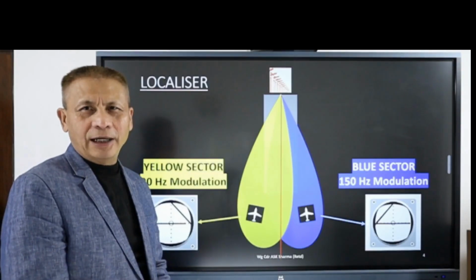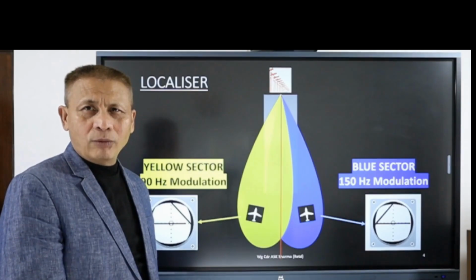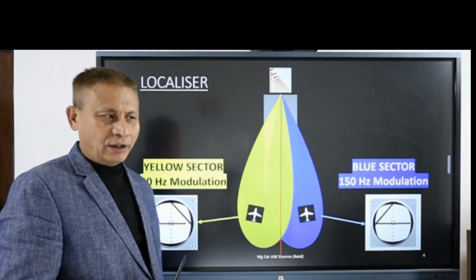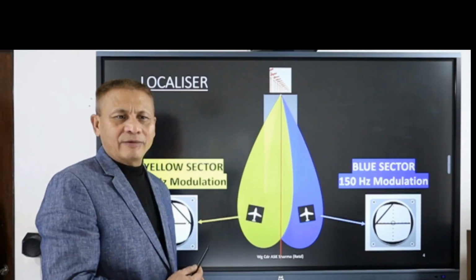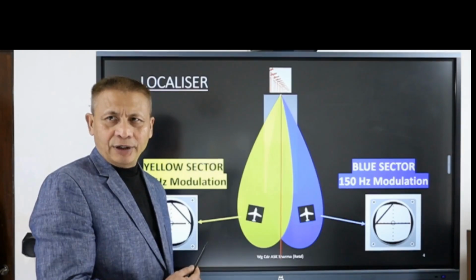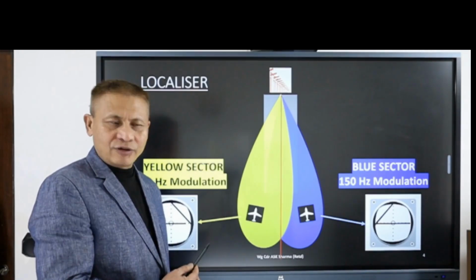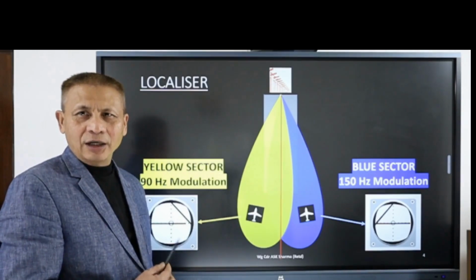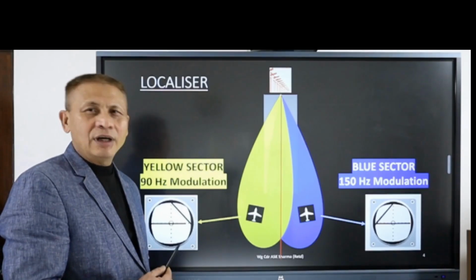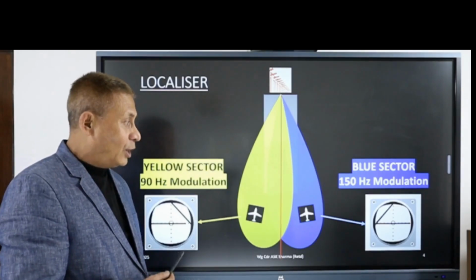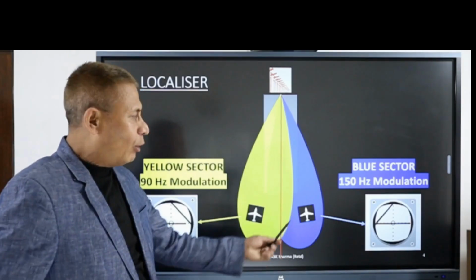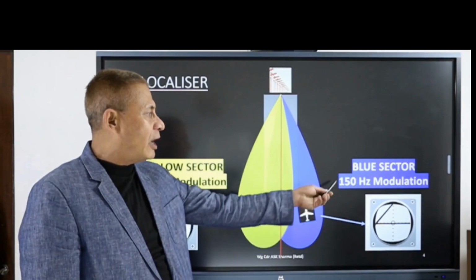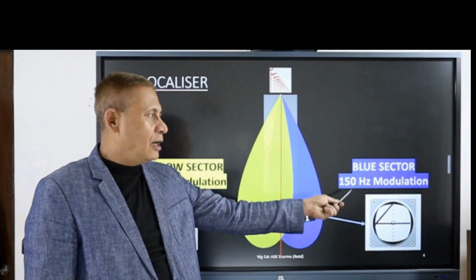The localizer antenna transmits two overlapping lobes onto the left and the right side of the center line. The lobe which is onto the right side of the center line is modulated with 150 Hz, whereas the lobe onto the left of the center line, which is also known as the yellow sector, is modulated with 90 Hz. So whenever the aircraft is onto the right side of the center line, it will receive more of a 150 Hz modulated signal.